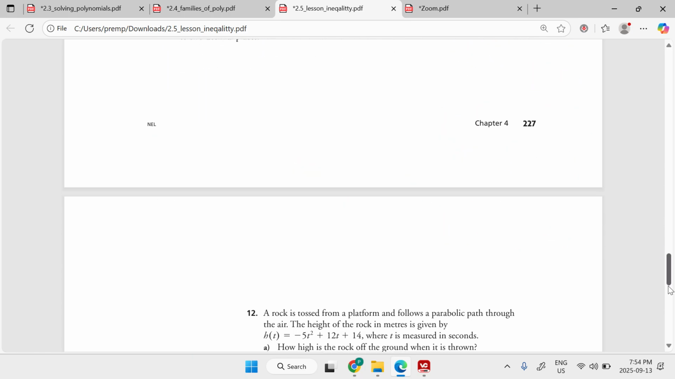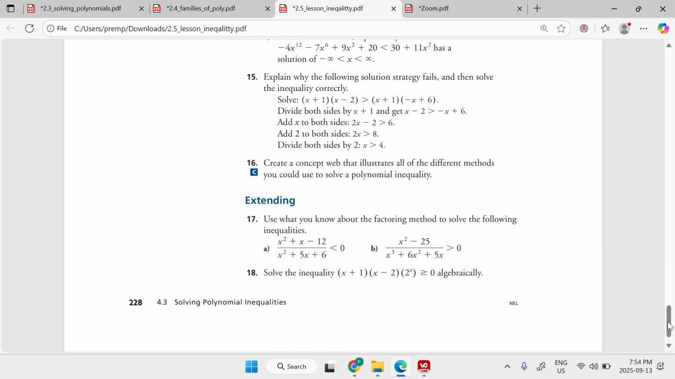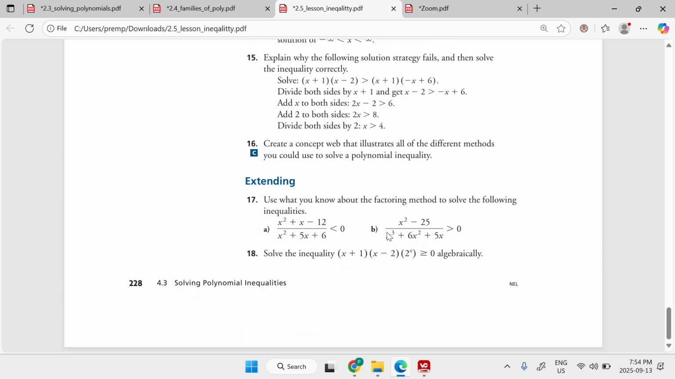Okay, so you can try this kind of question, and that's all we have here for this unit, students. Okay, this is about solving polynomial inequalities. So again, when you have to solve this, first you solve the whole expression, and then you later check when it is less than 0 or when it's greater than 0.